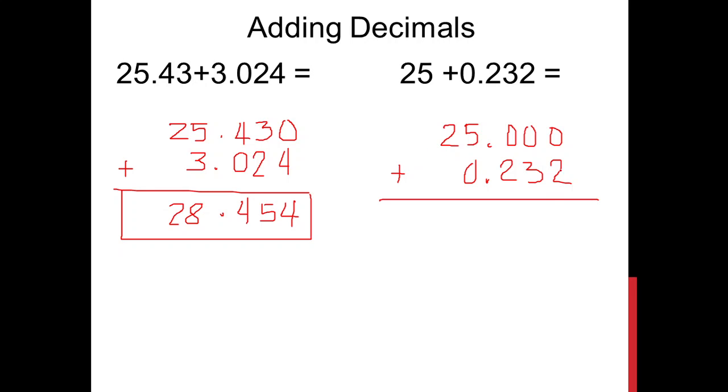So we have here 0 plus 2, that's 2. 0 plus 3, that's 3. 0 plus 2, that's 2. Copy the decimal point. 5 plus 0, that's 5. Then bring down 2. There, that's your answer.